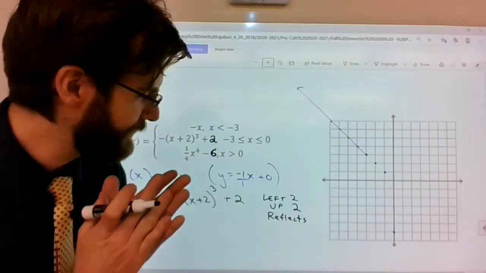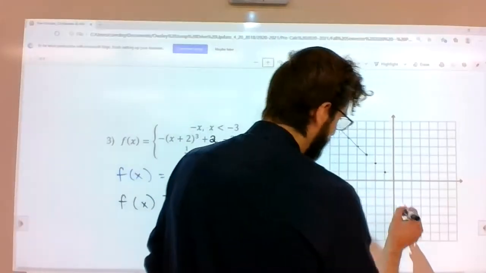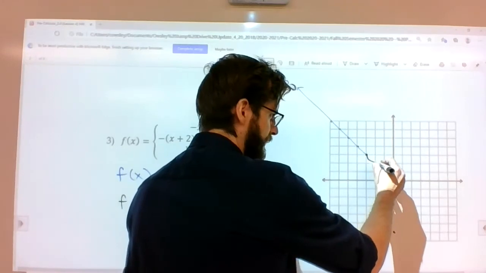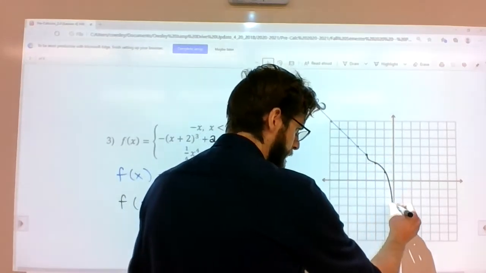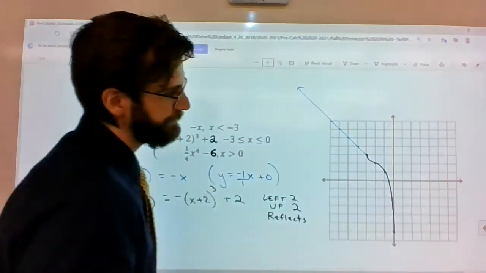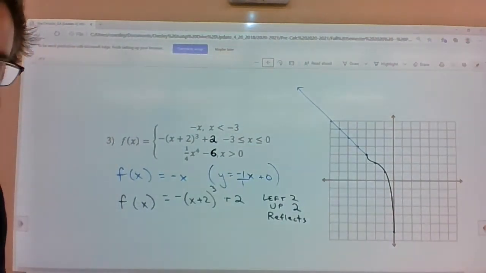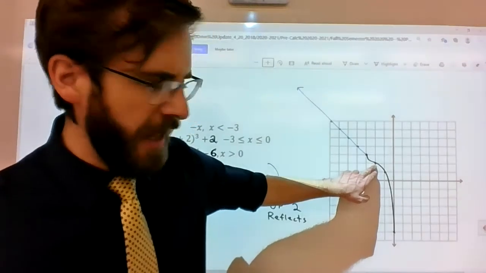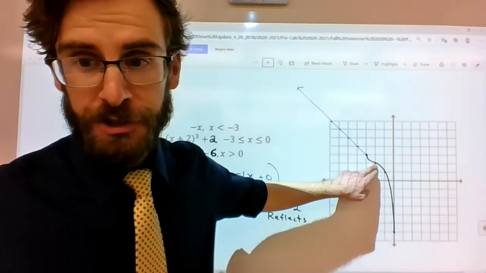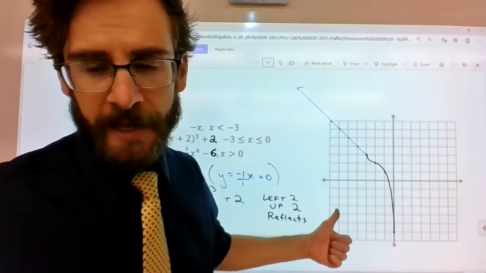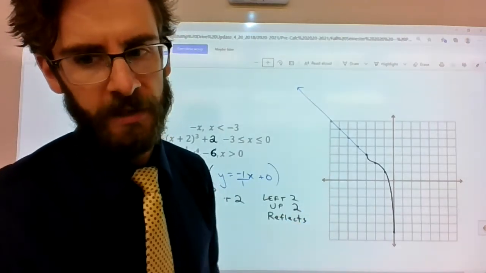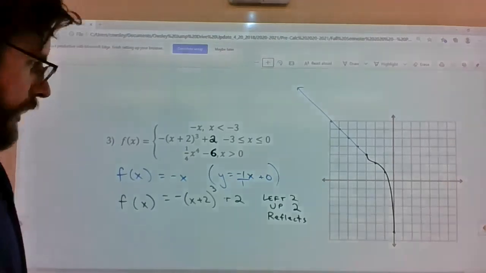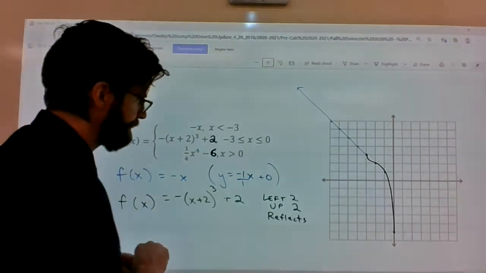Please forgive me. So, what does a cubed function look like? Well, it follows this pattern. Remember, it's got symmetry around that origin point. Our origin point got shifted left 2 and up 2, so that's what we're left with. All right, last part, the red graph.